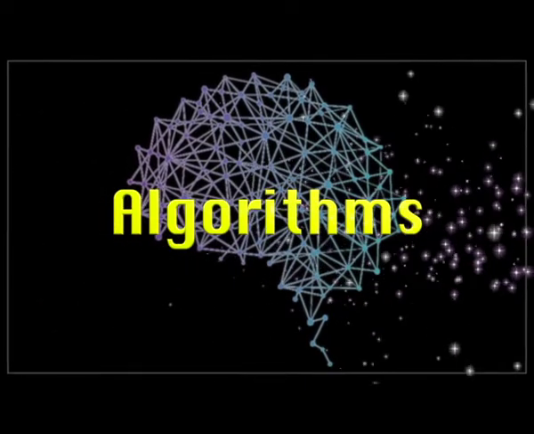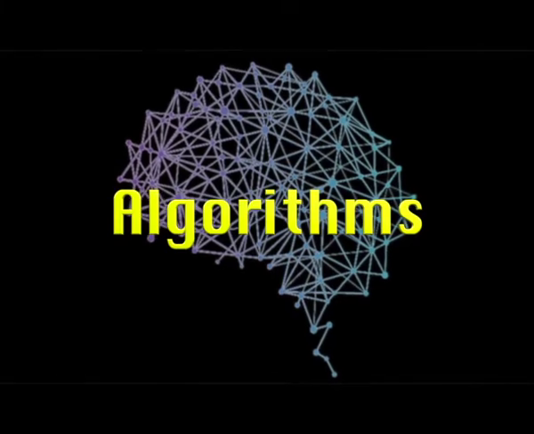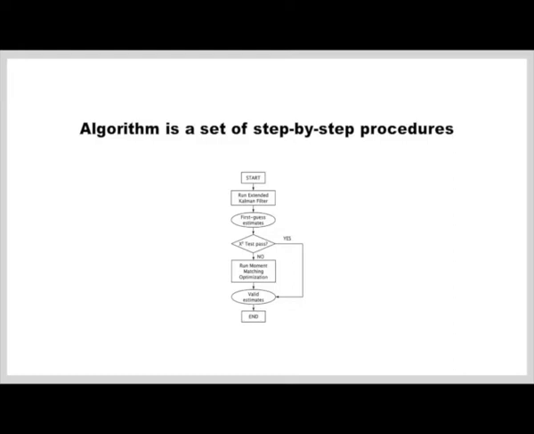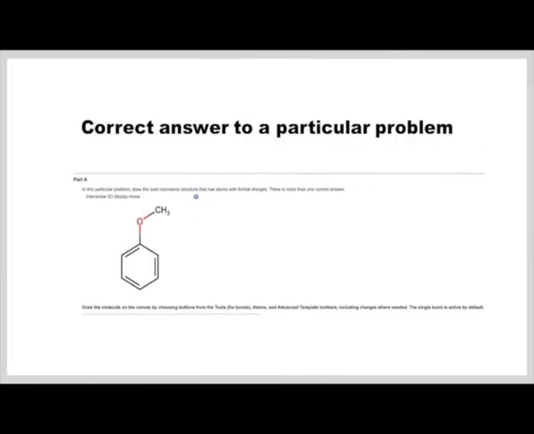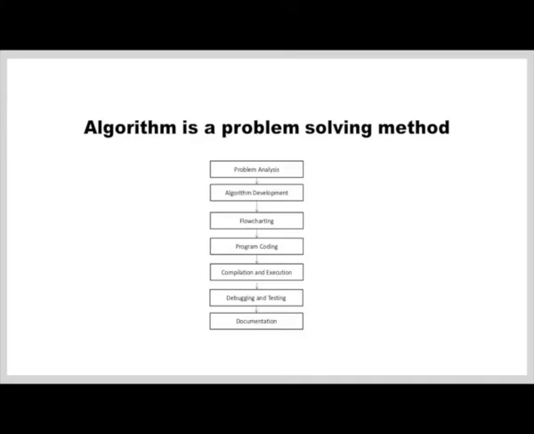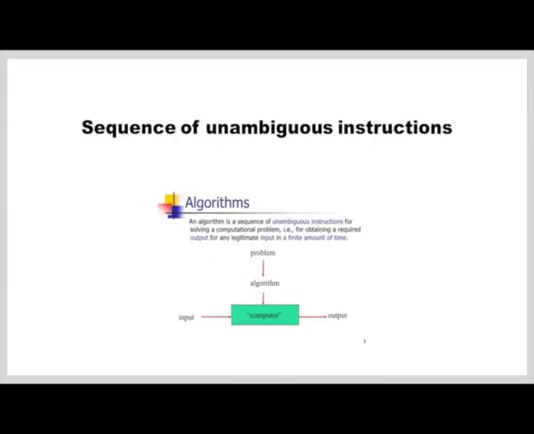The topic for discussion in this module is algorithms. In brief, an algorithm is a set of step-by-step procedures that provides the correct answer to a particular problem. By following the instructions correctly, you are guaranteed to arrive at the right answer. Let us delve in detail into algorithms. So, an algorithm is a problem solving method which consists of a sequence of unambiguous instructions to solve a problem.